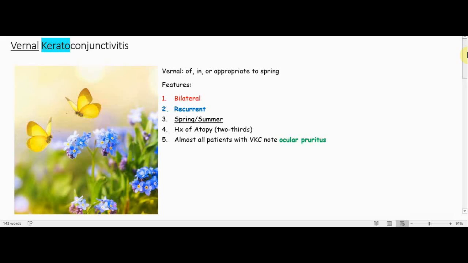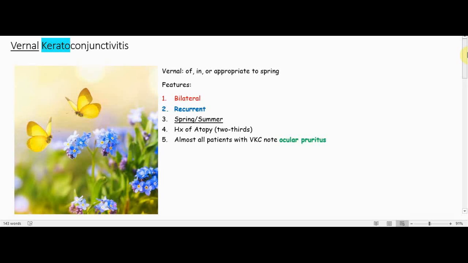What about differential? The main differential of vernal keratoconjunctivitis is atopic keratoconjunctivitis, but the way to differentiate that is based on the fact that atopic keratoconjunctivitis is perennial, it's not seasonal, and it is not specifically associated with springtime. So that's one thing you use in order to make a differential, and there are other things too. For example, there is a lot of corneal scarring and neovascularization in atopic keratoconjunctivitis.